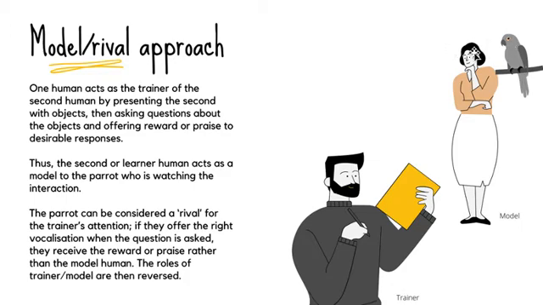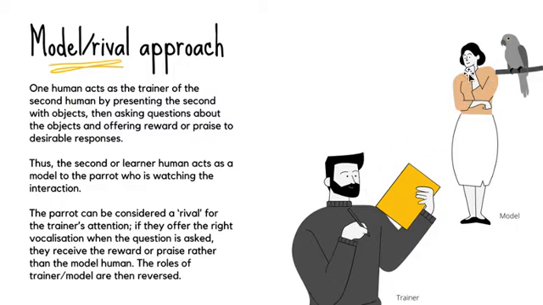And because he knows that if he follows what the model does, he can also get the reward. So this parrot can also be considered a rival for the trainer's attention. So when he participates, it's as if these two are trying to get his attention. So who gets to answer first and who gets the reward? If they offer the right vocalization when the question is asked, they receive the reward or praise rather than the model human. The roles of the trainer and model are then reversed.